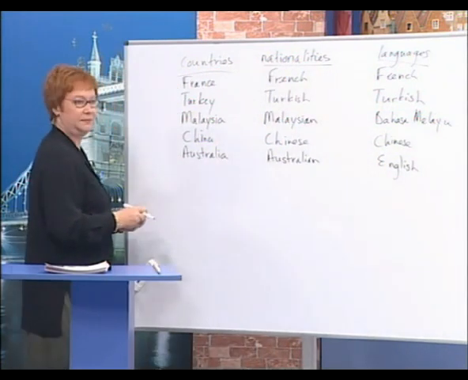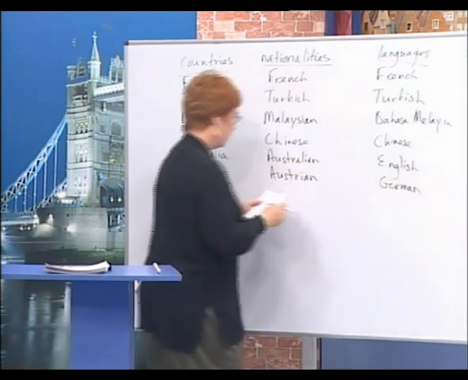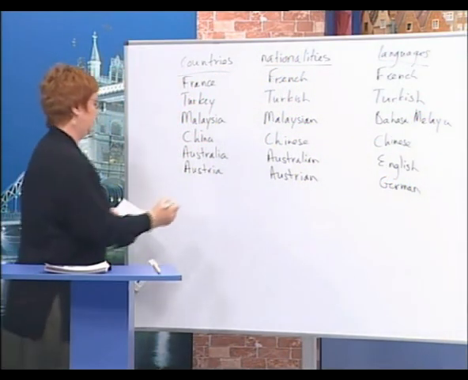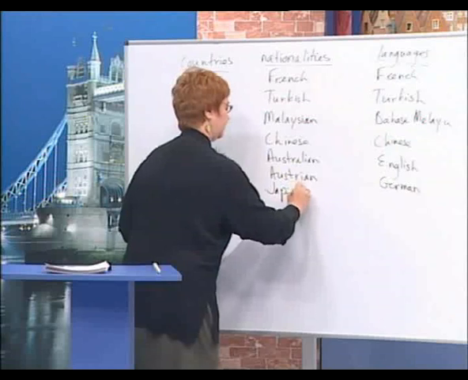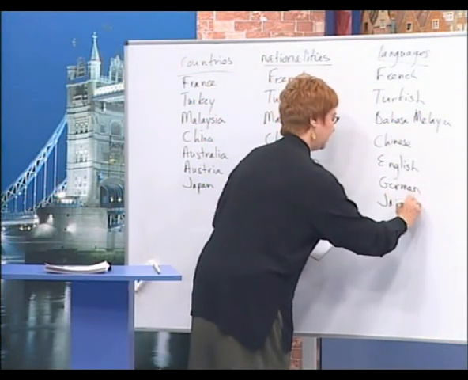Next, Susan. Austria. Austrian. German. Good. And one more each. Ali. Japan. Japanese. Japanese. Good. All right.